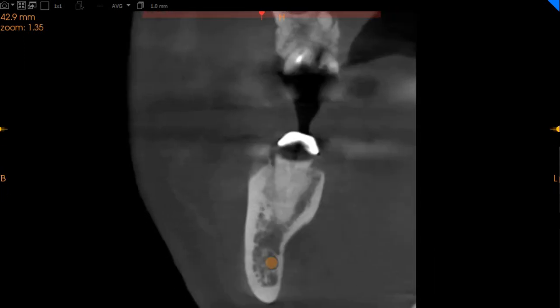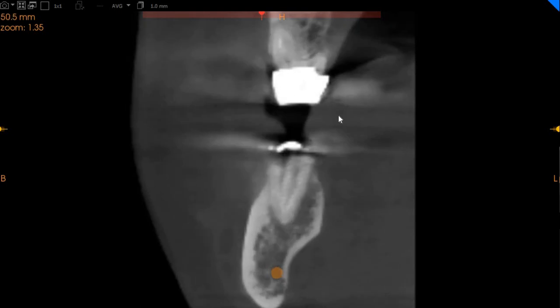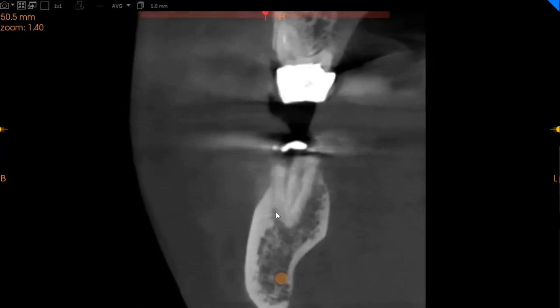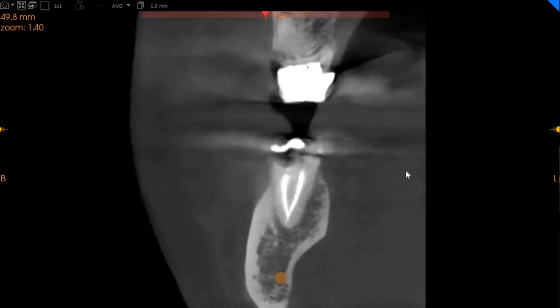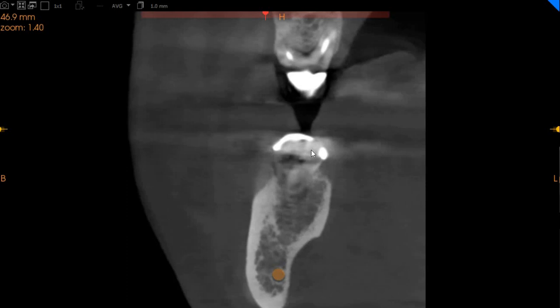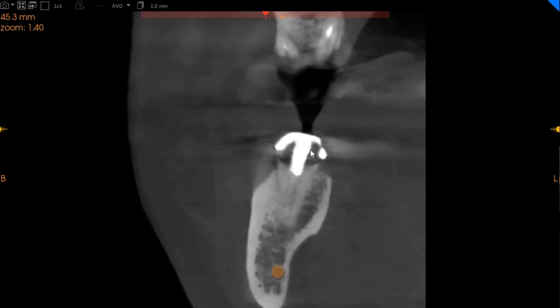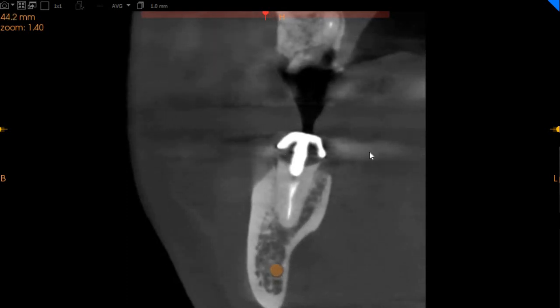So the lower right 7 again is a tooth which has a restoration. This is the mesial root. Both canals have been obturated. We don't have any radiolucencies on the mesial. Poor restoration because there's secondary caries underneath the crown. Here also you can see significant destruction in the crown structure. Poor obturation but no radiolucency can be observed here.